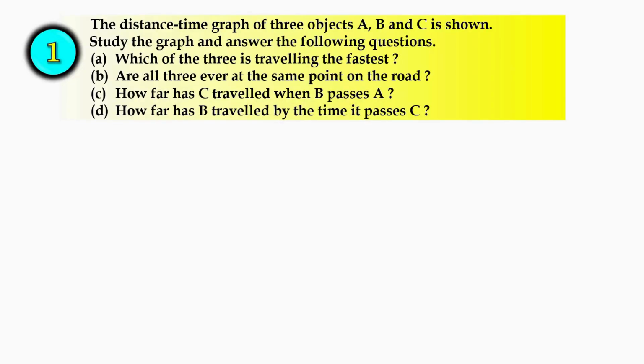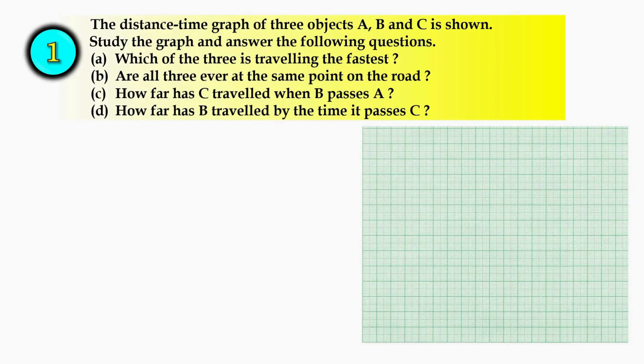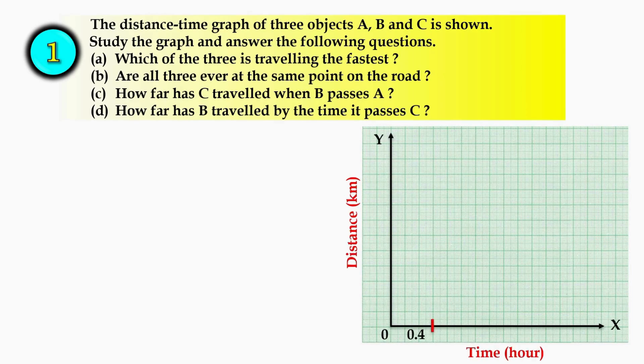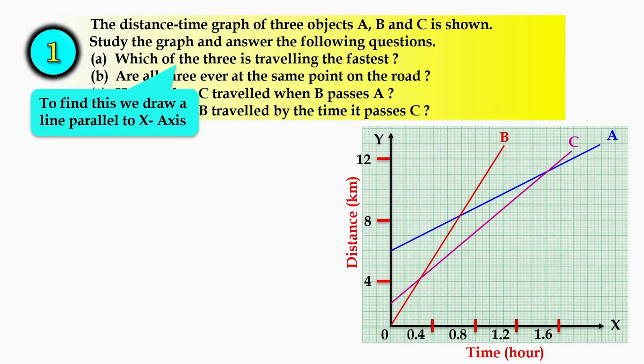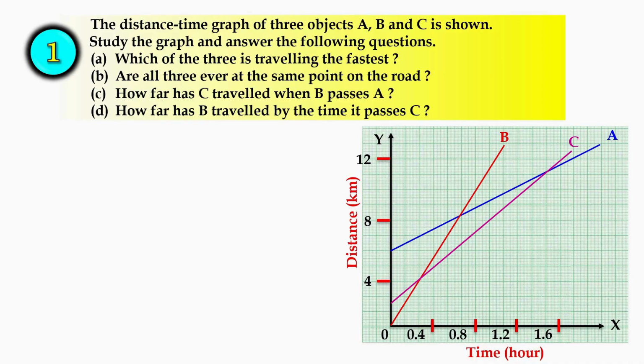Now let us study this distance-time graph of three objects A, B, and C and answer the given questions. First, remember an important concept. In a distance-time graph, the slope of the line represents the speed of the object. The greater the slope, the greater is the speed. If we observe the graph carefully, the line representing object B makes the largest angle with the time axis. This means object B has the greatest slope. Therefore, object B is traveling the fastest.